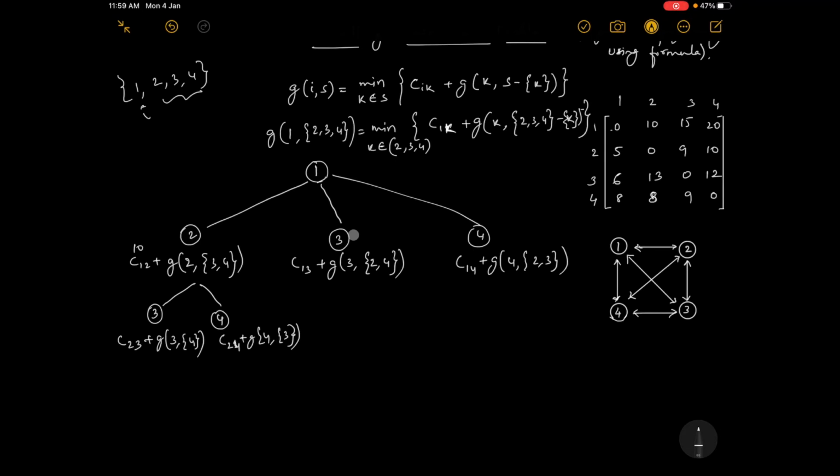Now again, what is C23? 2 to 3 is 9. We know this value, but we don't know G of 3 comma 4. So apply this formula again, same. This is 3, this is 4. So C34 plus G of, now K is 4, correct? Yes or no? K is 4.